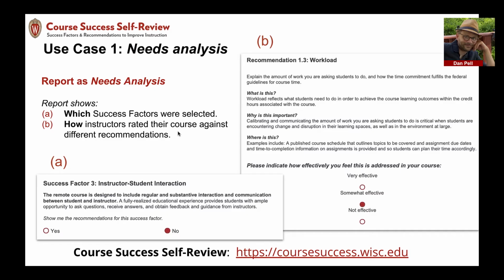Now we'll look at a series of examples of how the Course Success Self-Review can be used to support instructors. The first use case is as a needs analysis. As Karen pointed out, at the end of the self-review process, an instructor can choose to save a PDF with all of their responses. This report shows which success factors were selected and how instructors rated their course against different recommendations. An instructor can choose to share this PDF with a designer or consultant, giving them an initial snapshot of the instructor's impressions and priorities for their course.